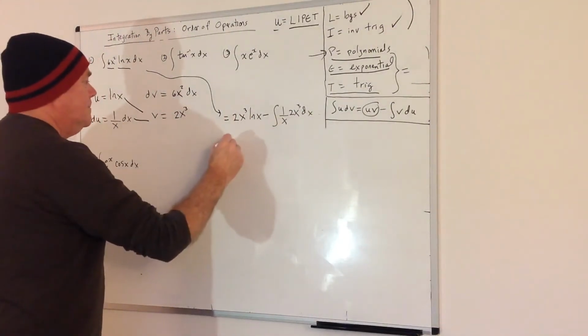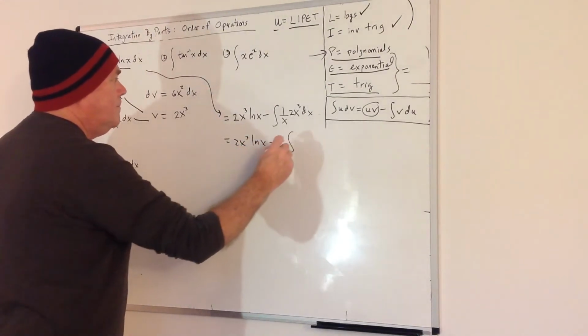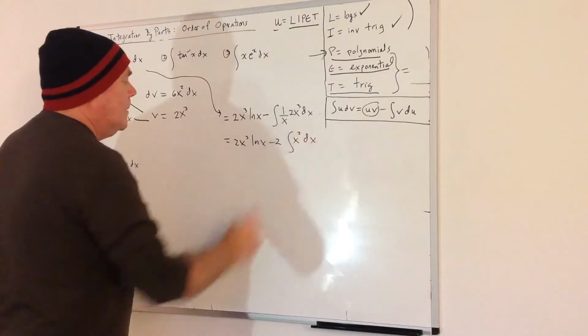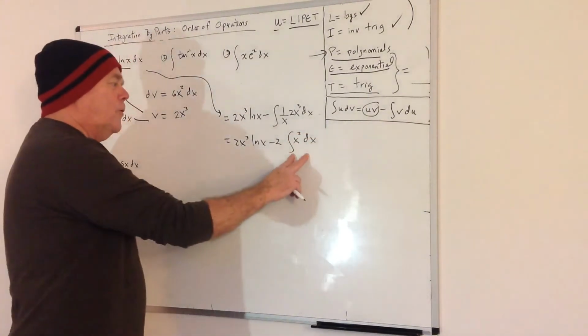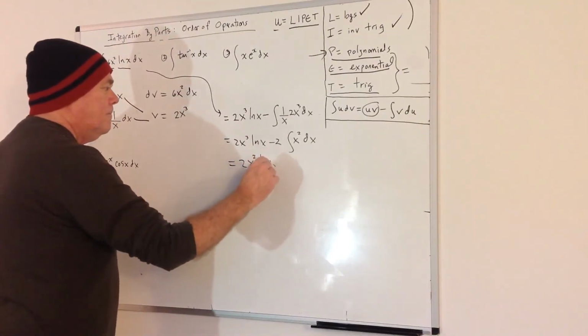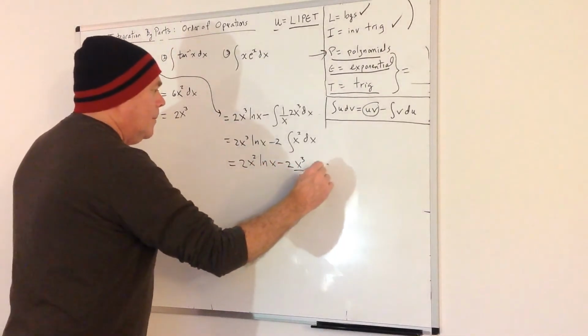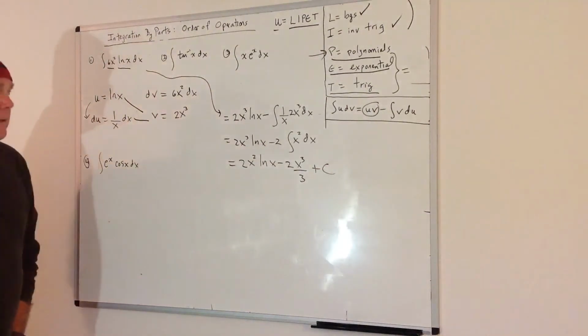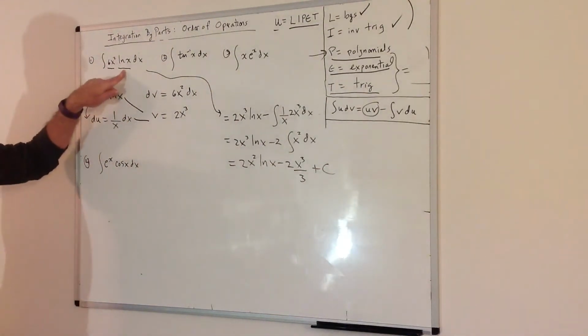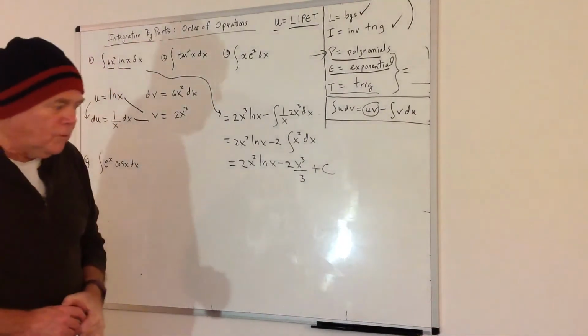Simplify. And we have an easy integral here. And to complete the integral, plus C. Bam. So if there's a natural log, or log of any base really for that matter, you let u equal that and dv equal whatever's left. There's the first one done.